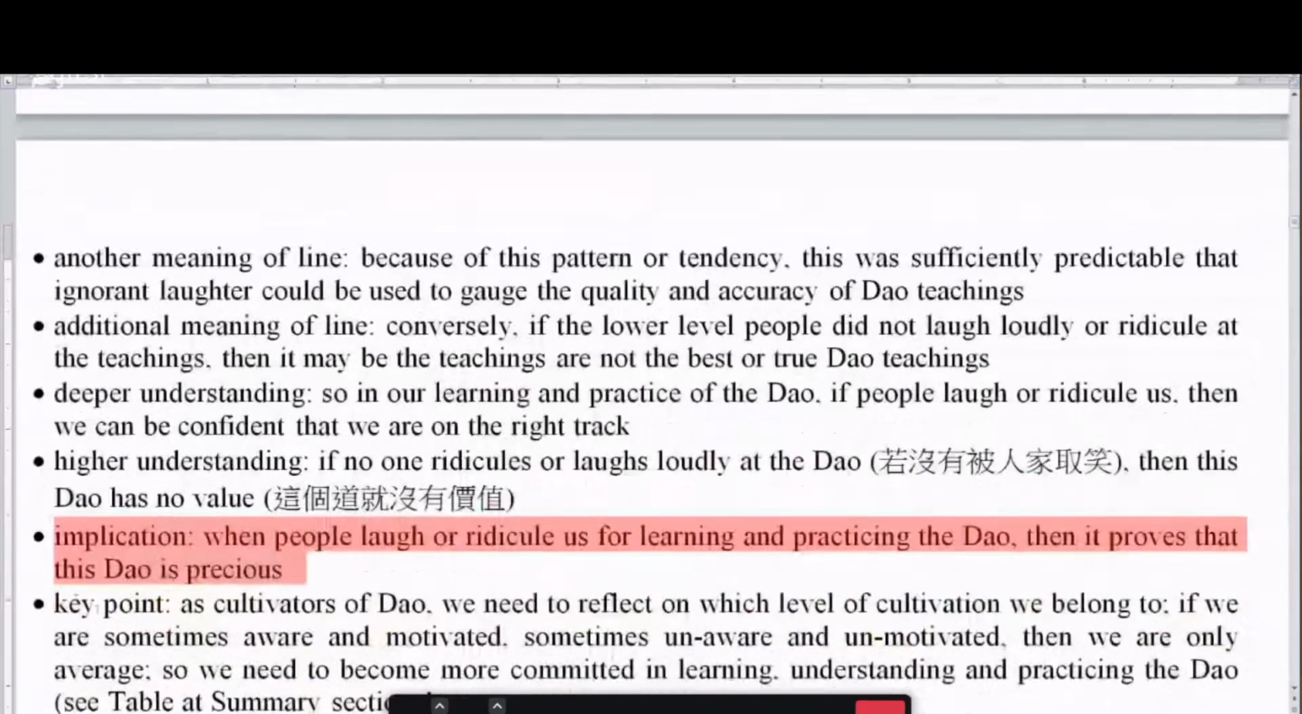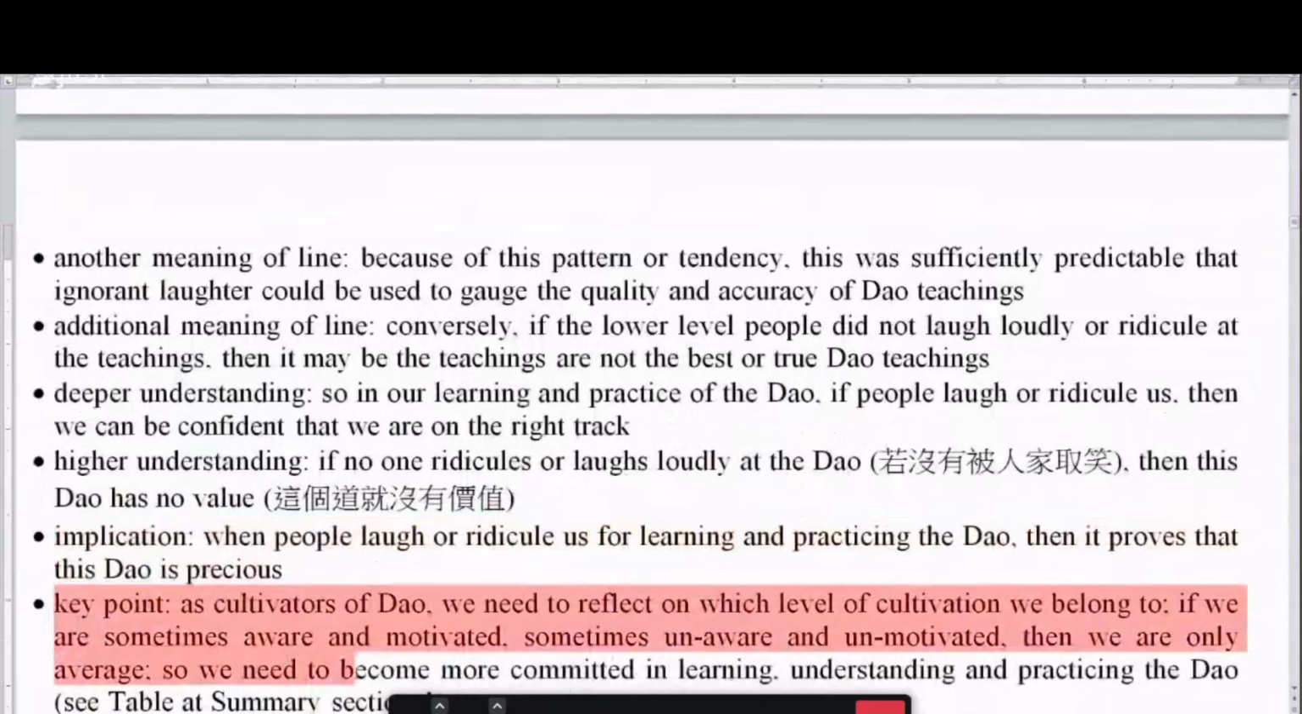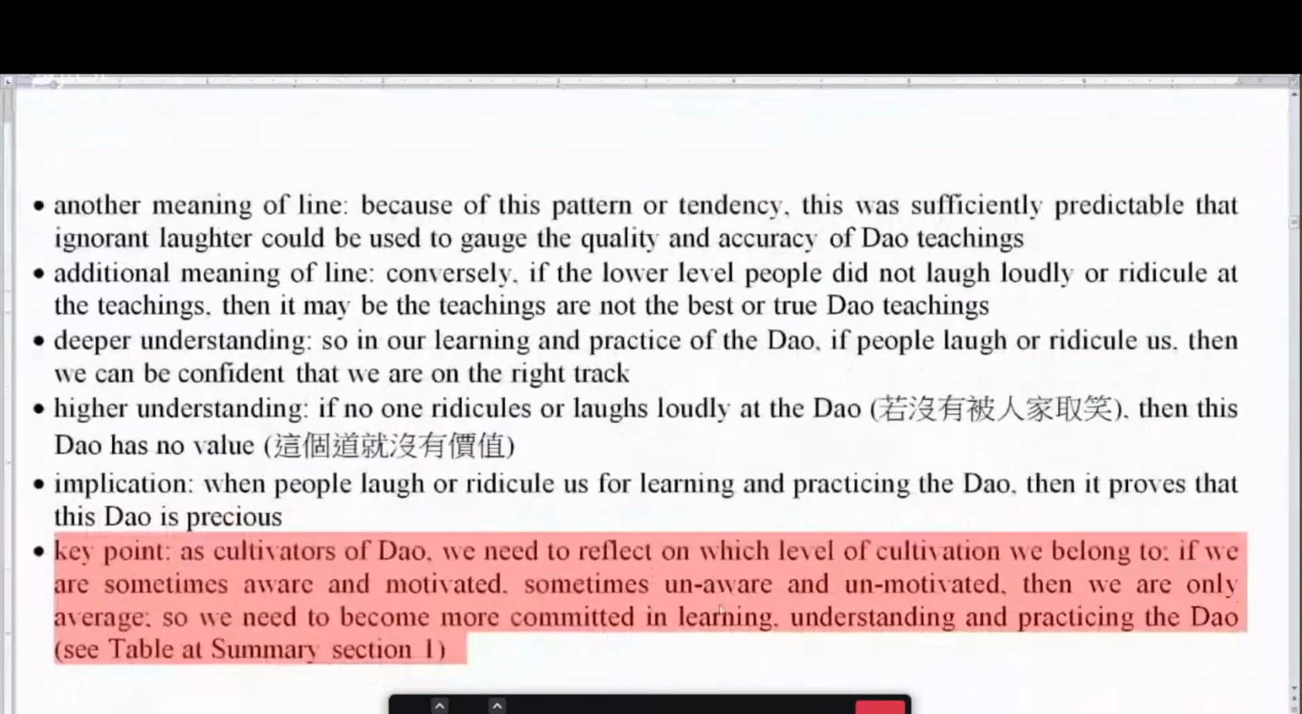then it proves that this Tao is precious. So the key point is, as cultivators of Tao, we need to reflect on which level of cultivation we belong to. If we are sometimes aware and motivated, sometimes unaware and unmotivated, then we are only average. So we need to become more committed in learning, understanding, and practicing the Tao.